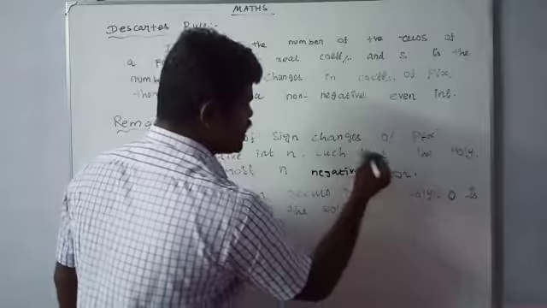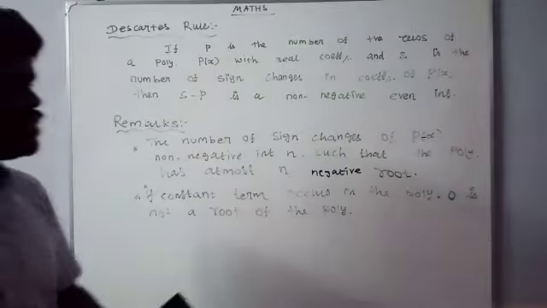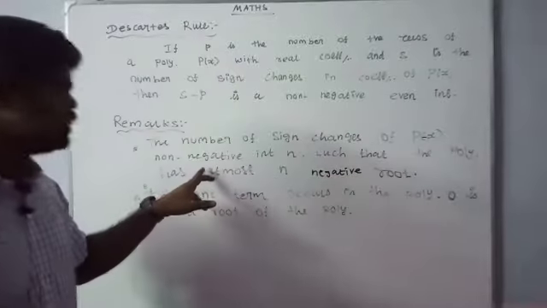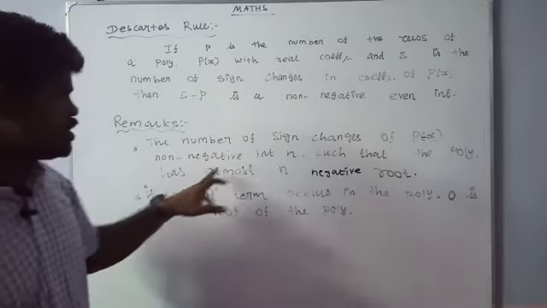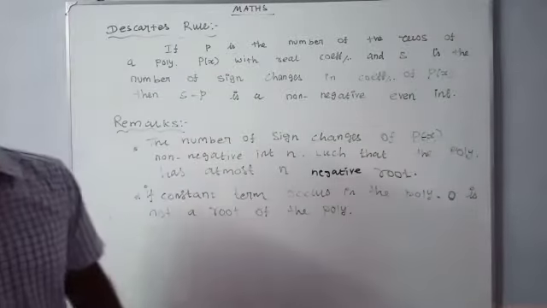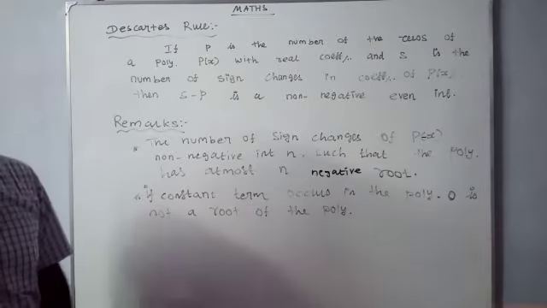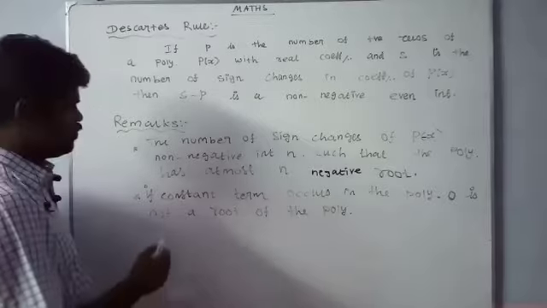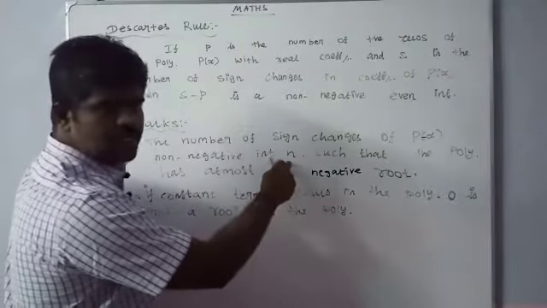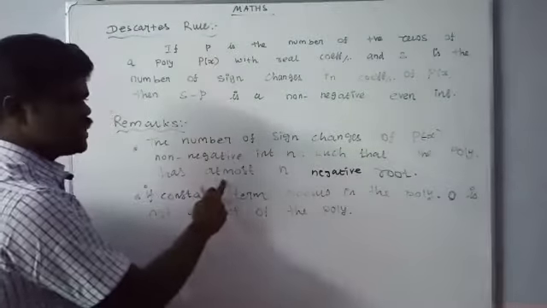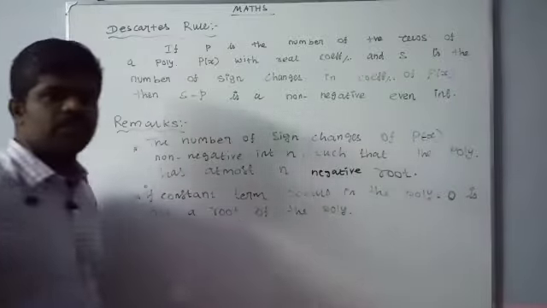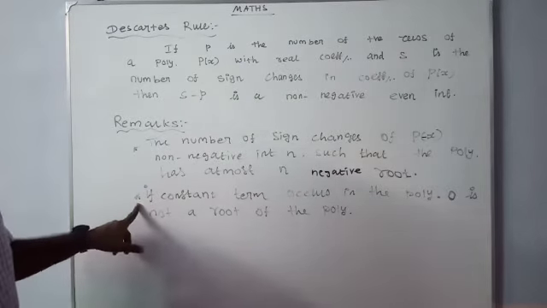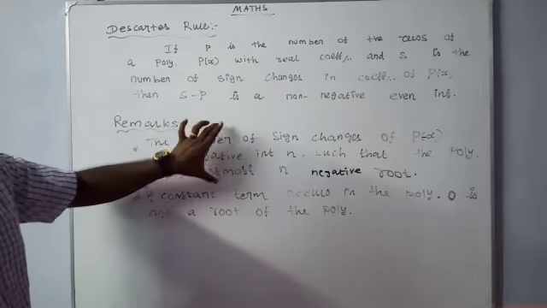There are two conditions here. First condition: the number of sign changes of p of x is n, therefore at most n positive roots. And the second point: the number of sign changes of p of minus x is a non-negative integer n, such that the polynomial has at most n negative roots. These two points are very important. And one more point is there. I write two points in one concept.